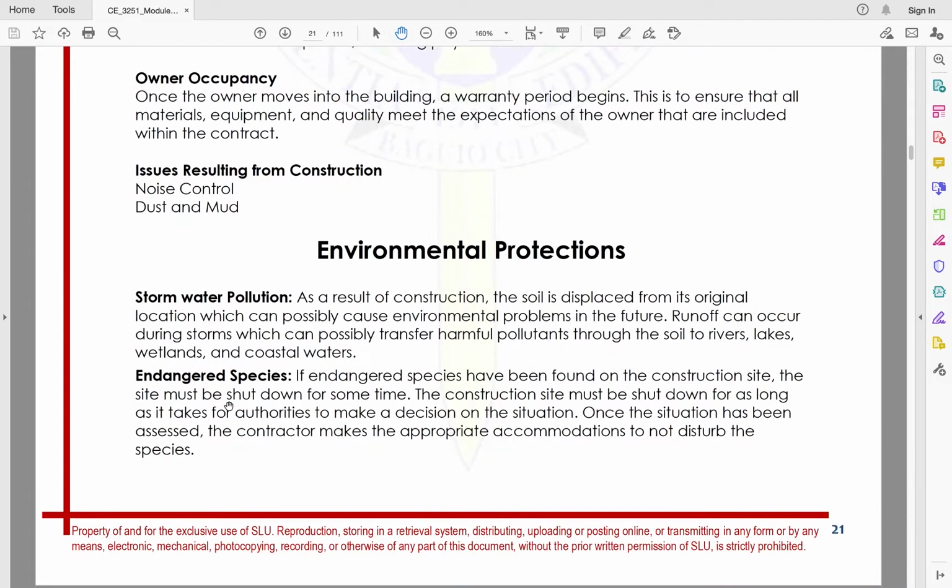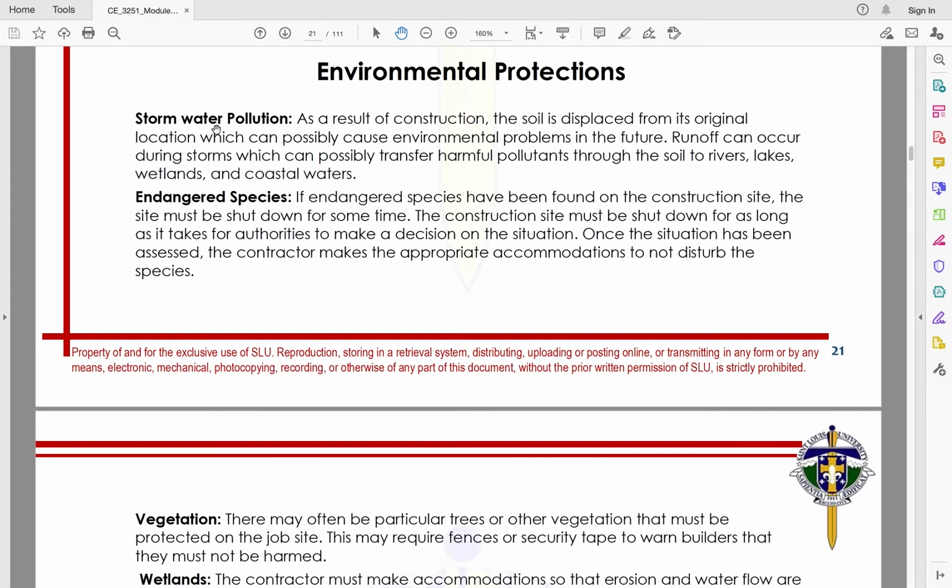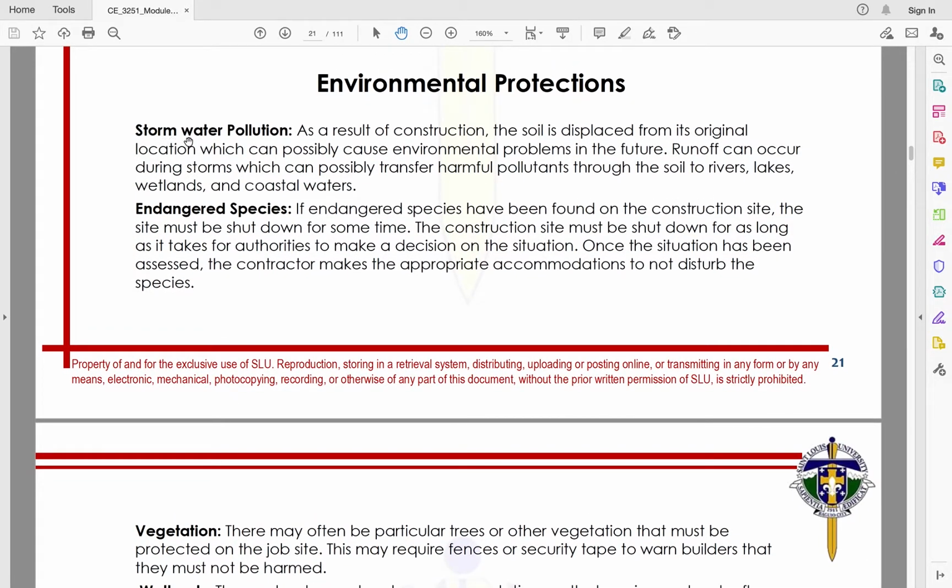Next would be the environmental protections. So, storm water pollution. As a result of construction, the soil is displaced from its original location, which can possibly cause environmental problems in the future. Runoff can occur during storms. So, pag malakas yung ulan, nagkakaroon ng runoff ng water. Which transfer harmful pollutants through the soil to the rivers, lakes, wetlands, and coastal areas. So, dito dapat mayroon din tayong mitigation.